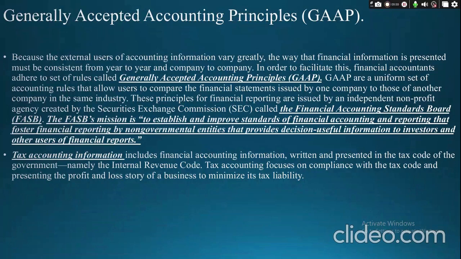Because the external users of accounting information vary greatly, the way that financial information is presented must be consistent from year to year and company to company. In order to facilitate this, financial accountants adhere to a set of rules called Generally Accepted Accounting Principles, GAAP. GAAP are a uniform set of accounting rules that allow users to compare the financial statements issued by one company to those of another company in the same industry.